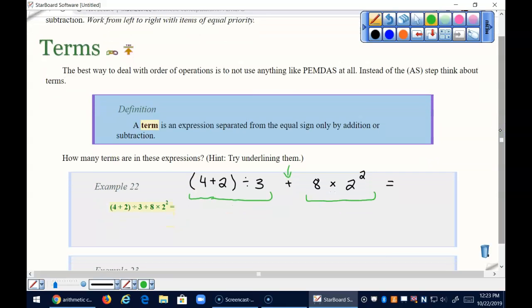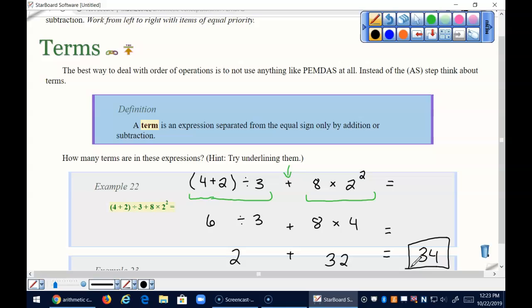When I am using my terms, they are separate until the very last step of the addition and subtraction. So these 2 pieces don't care about each other. I could do this one on the left first, I could do this one on the right first, it doesn't matter. Let's do each of them. Start here, 4 plus 2 gives me 6 divided by 3. And here, 2 squared is 4. So 6 divided by 3 is 2. 8 times 4 is 32, and I'm winding up with 34. My brain okay? It's early for me too.